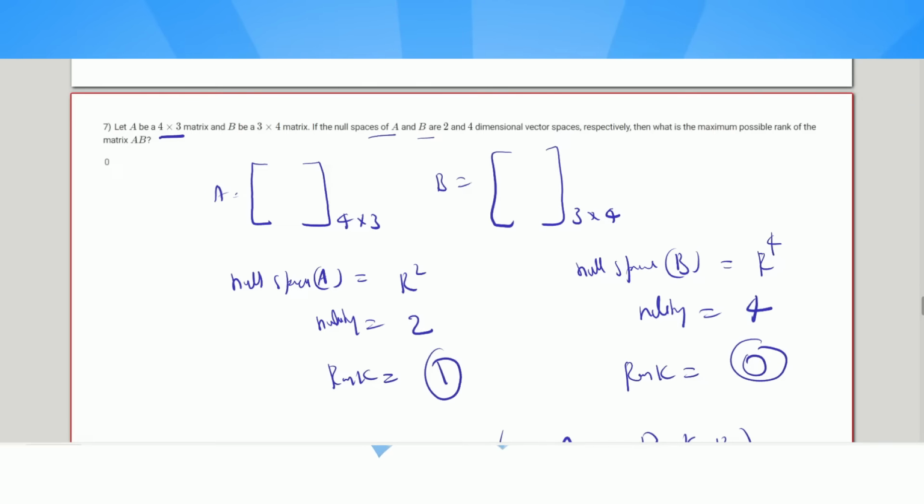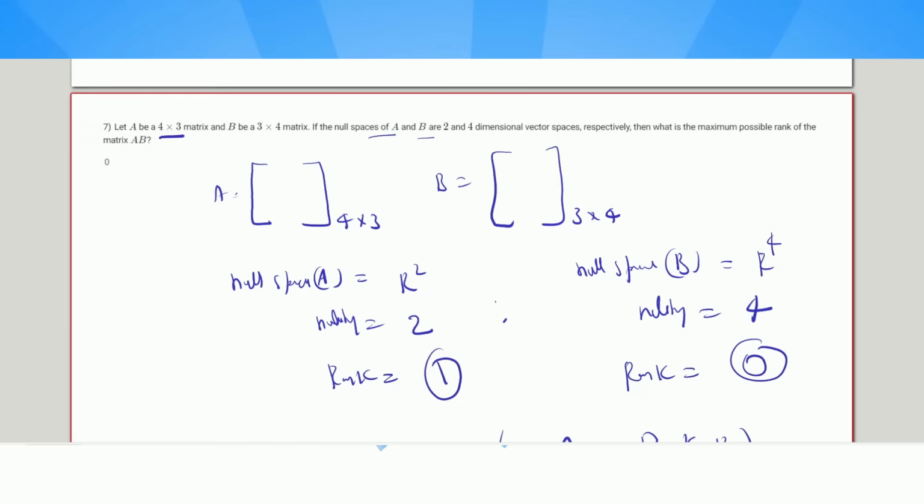So null space of A is saying that it is a 2 dimensional vector space, it is R2. So its nullity will be 2, and rank will be 3 minus 2. A is a 4 cross 3 matrix, the dimension of the null space is 2, so nullity is 2, and the rank will be 3 minus 2.